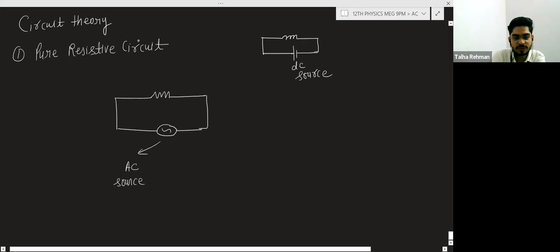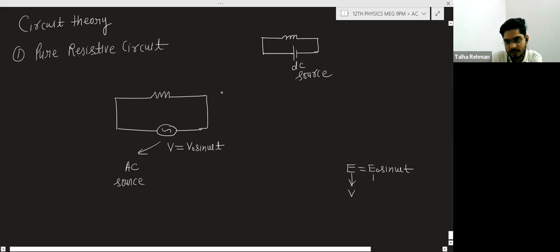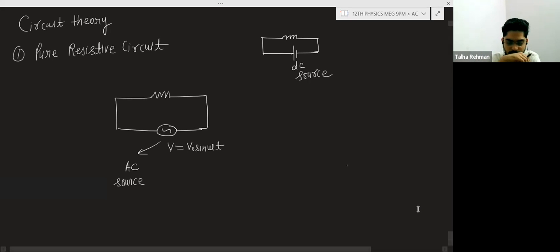So this AC source is there, and we know the voltage or EMF is V is equal to V naught sine omega t. I had written the equation in the form of EMF earlier, E is equal to E naught sine omega t. Now I am changing E with V, and E naught with V naught. So I am writing the equation in terms of potential: V is equal to V naught sine omega t.